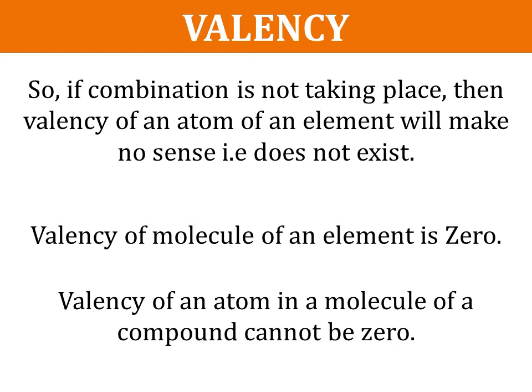Similarly, the valency of an atom in a molecule of an element. Another example is oxygen, which exists in the form O2. Fluorine exists in the form F2. This F2 is a molecule, and this molecule has valency 0. But the F atom has valency 1 within the molecule itself. It's an atom within the same molecule, and that's an element, of course. It's not a compound, it's an element, and having valency 1.